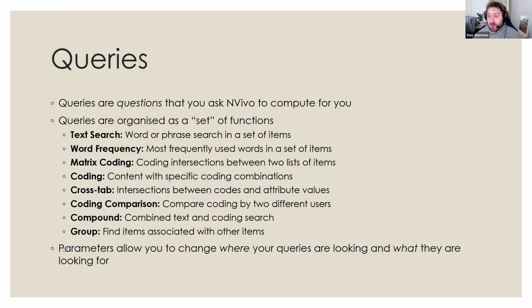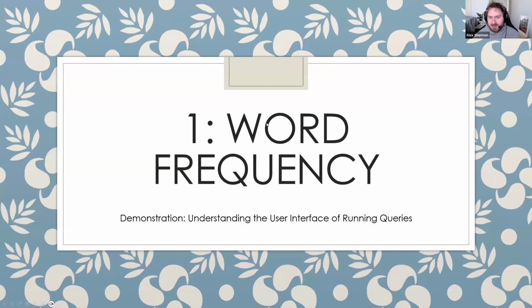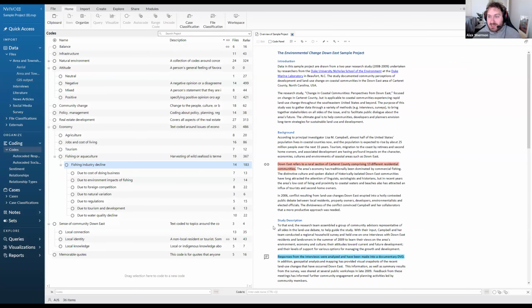Now, all of these queries are governed by parameters, which are going to allow us to change where our queries are looking, what they're looking for, and how they're looking for it. The first one we're going to look at is word frequency, for a couple of reasons. The first is that it is the least technical in terms of the output that you get. It is just the frequency of words, but it also shows us how to do and interpret a lot of things about queries. By looking at word frequency, you can then hopefully generalize that to all of the other queries that we are going to learn today.